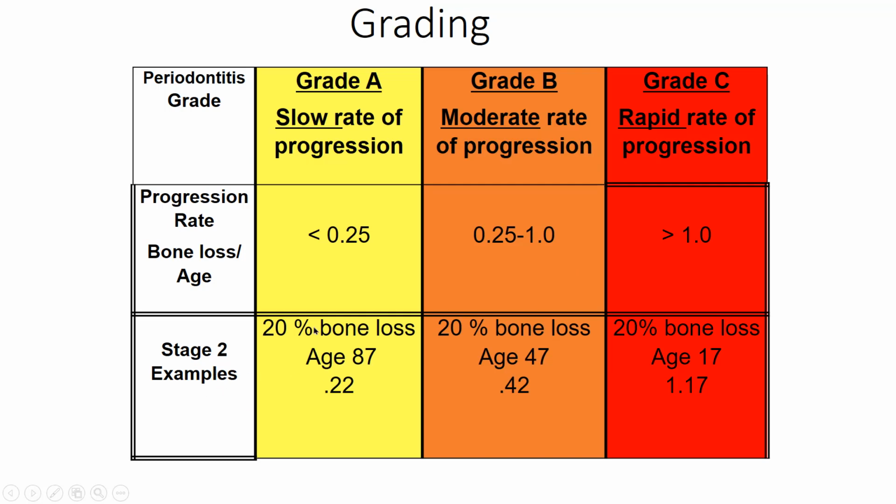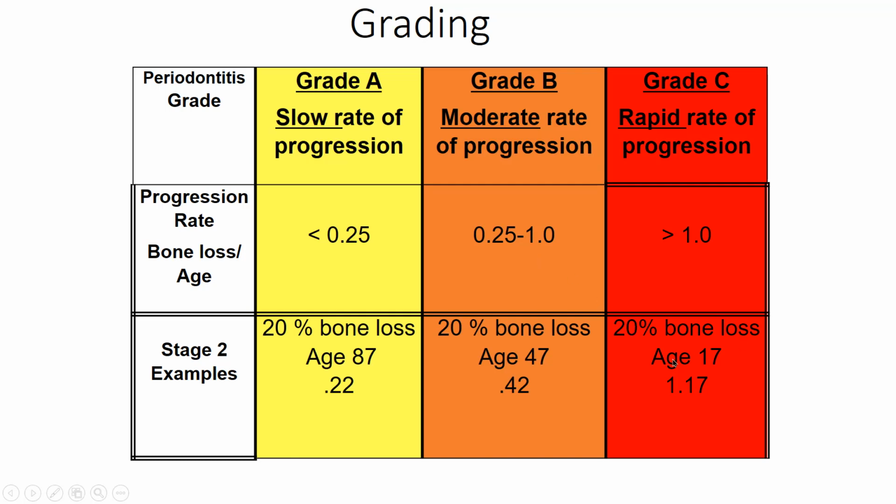So let's say a patient has 20% bone loss. So that's going to be a stage 2. So if they have 20% bone loss and the patient's 87, that is a lot less bone loss than their age. And if you do the math, that comes out to 0.22, which sure enough is less than 0.25. So if you just kind of think about that in your head, that probably makes sense, right? Then if you have a patient that's 47, has 20% bone loss, so it's certainly not as good as this, but it's not horrible. So you do the math, the bone loss divided by age, and that comes out to 0.42, which falls in this category.